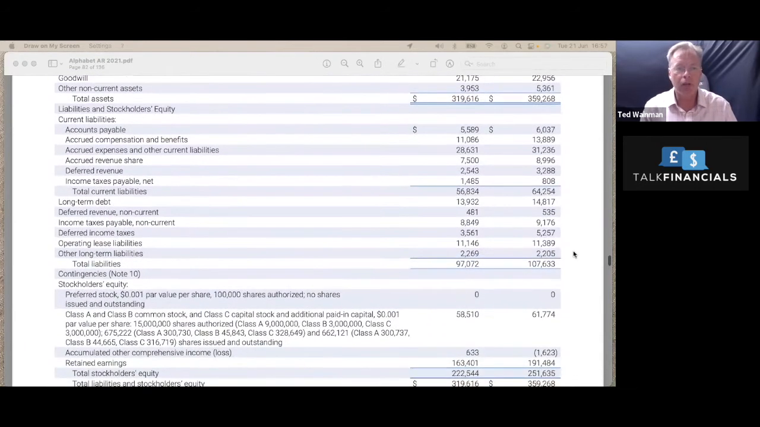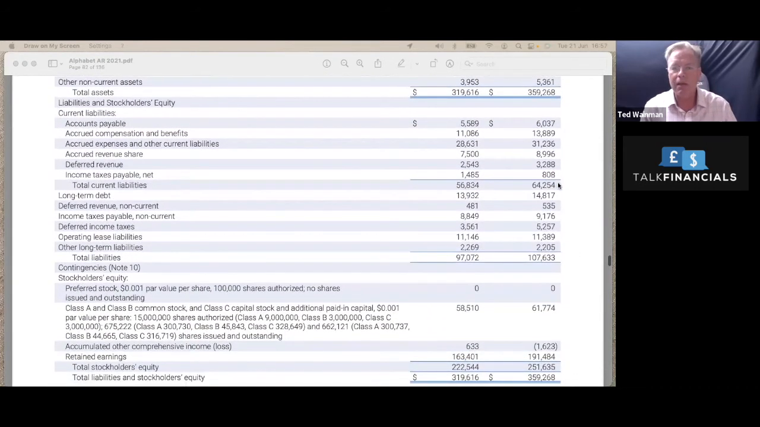On the bottom side, on the liabilities, here are the current liabilities. Current liabilities way smaller. I mean, you know, half the size of the current assets. So really, liquidity is not an issue for these guys. You know, very cash generative business. And they've got things like deferred revenue, which is income that they've received but they haven't yet earned. And then accrued expenses and accounts payable and a bit of compensation going on there as well.